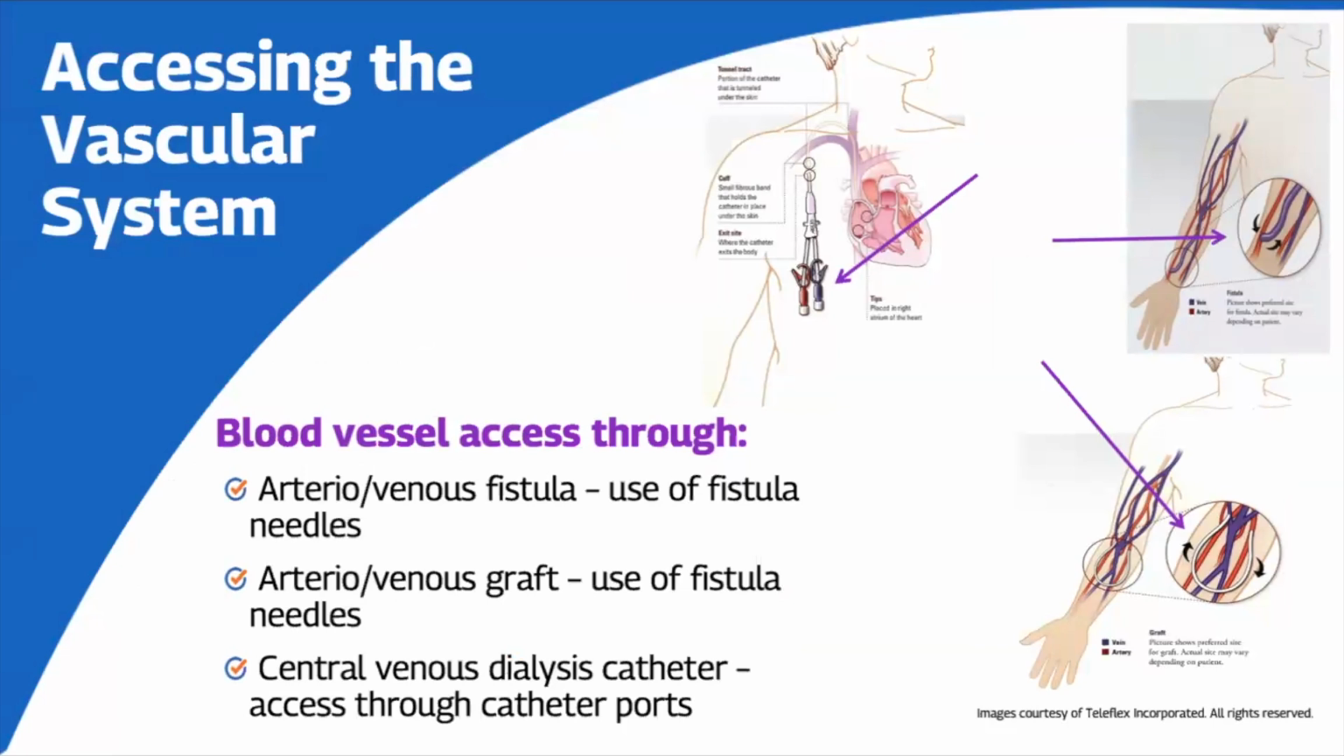Hemodialysis means cleaning the blood, and access to the bloodstream is needed for hemodialysis. So this slide is showing us the 3 types of accesses that are available. It's the arteriovenous fistula, which is there on the upper right-hand picture, the arteriovenous graft, which is the lower right-hand picture, and the central venous dialysis catheter, which is the picture in the middle. We're going to go over those at length later.